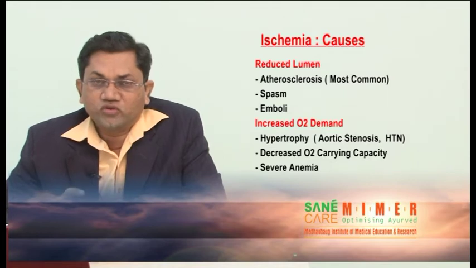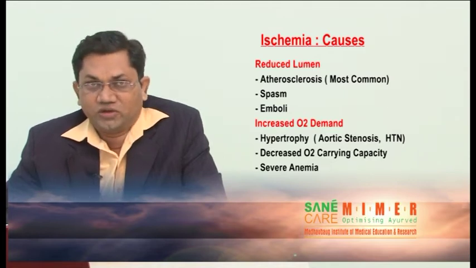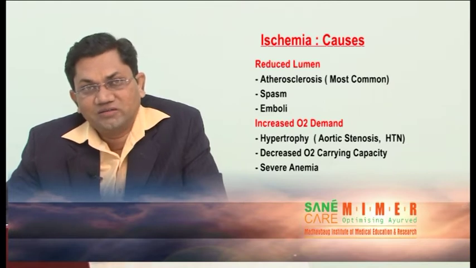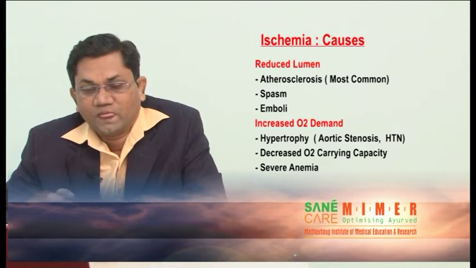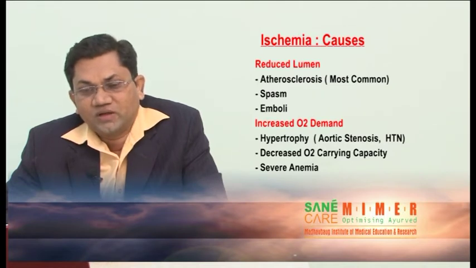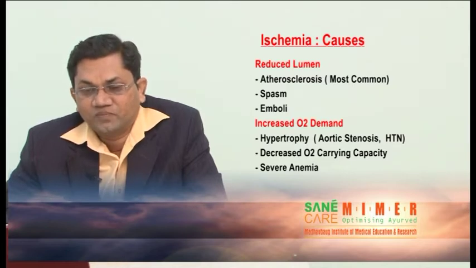First and the commonest cause is atherosclerosis, and the majority of the burden of this heart disease is borne by this single cause, atherosclerosis. Another thing that may reduce the lumen is spasm. If there is a sudden spasm of the arterial wall, that may also lead to reduction in the lumen and reduced blood supply to the heart.